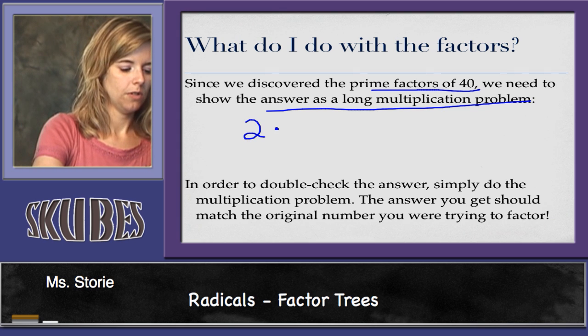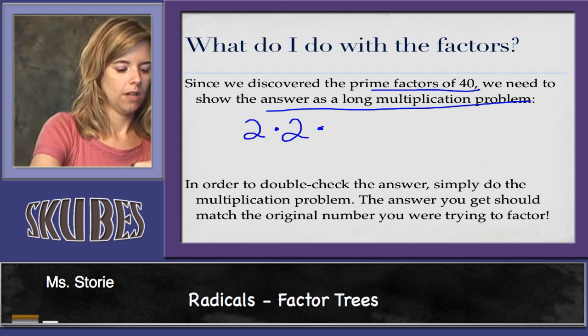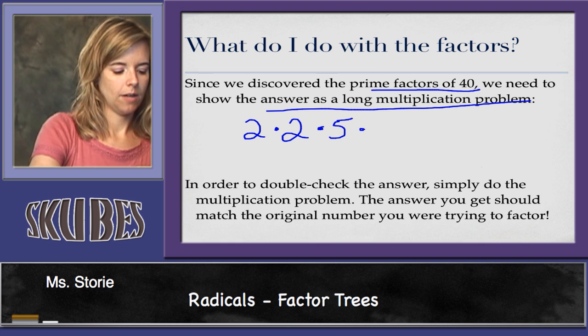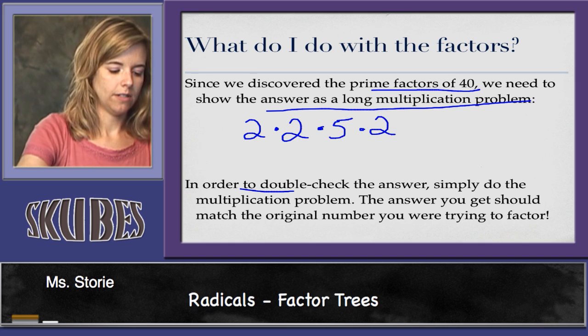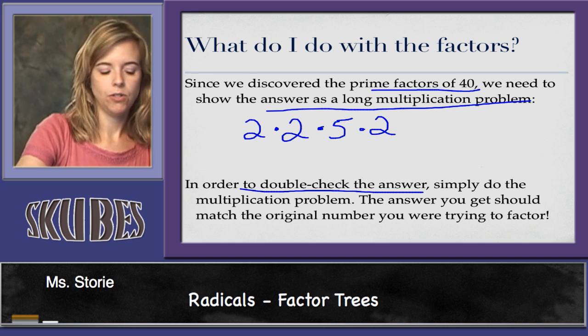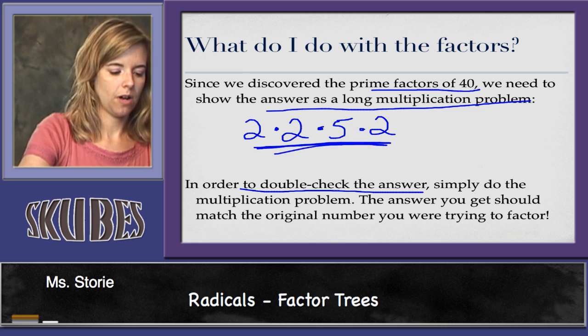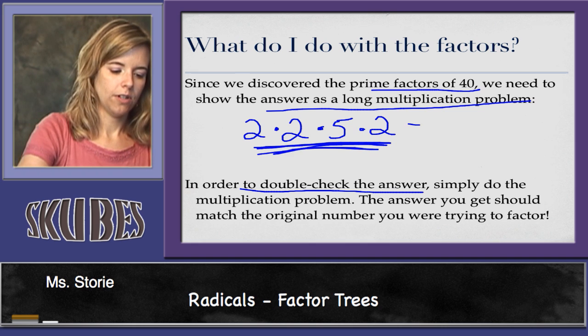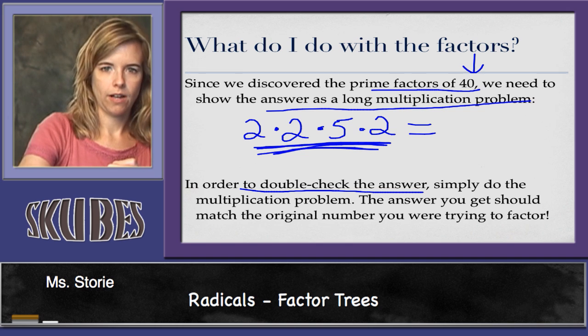So we had 2 times 2 times 5 times 2. Now, you need to double check your answer. All you have to do is actually run this multiplication problem. And if your answer equals your original number, which should be 40, we hope, you've done it correctly.